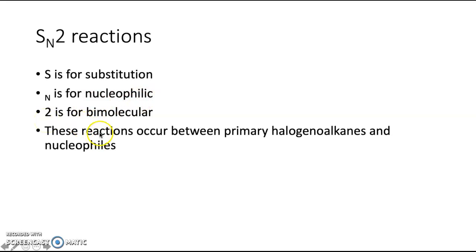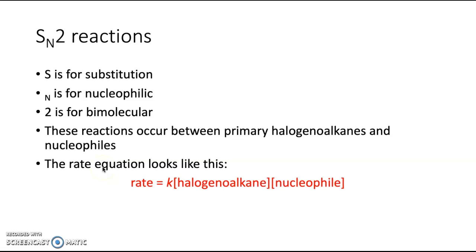Okay, so specifically these types of reactions will occur between primary halogenoalkanes and nucleophiles. Okay, that's quite the mouthful. But we'll actually look at what is meant by a primary halogenoalkane and some examples of nucleophiles, so hopefully you'll get some more concrete understanding of what these 2 terms mean. Okay, but like I said, the 2 here is for bimolecular, which means that the rate of an SN2 reaction will depend on both the concentration of your halogenoalkane, so your organic reagent that you're using. It will also depend on the concentration of the nucleophile. Okay, so bimolecular because the rate depends on these two things.